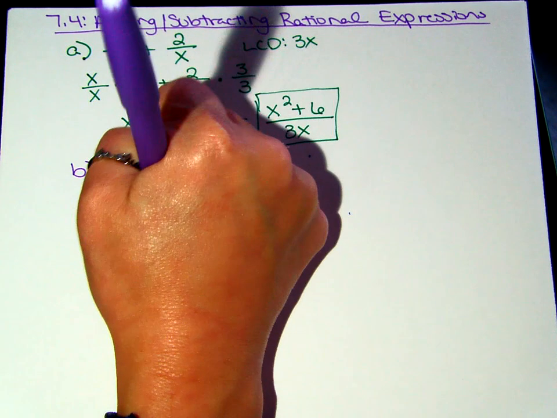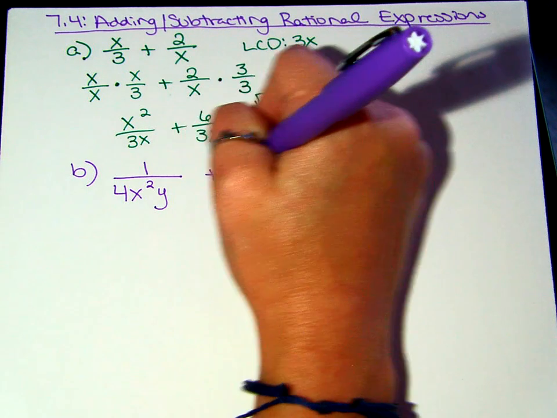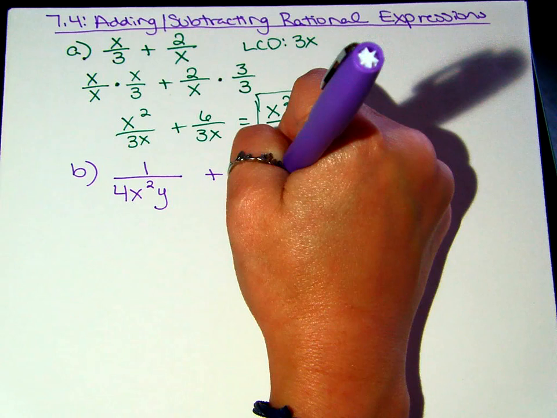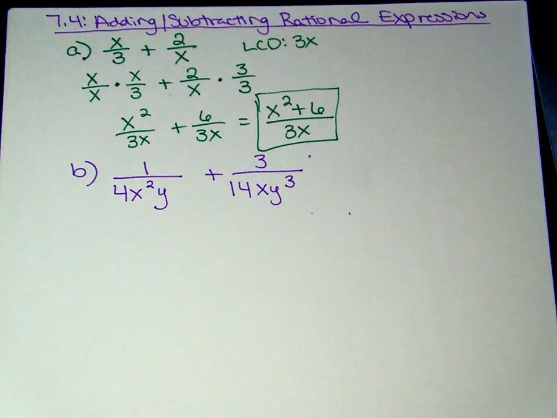(4x squared y) plus 3 over xy to the third. So in our denominators, we still have a monomial, meaning we only have one term. But it's obviously a little bit more complicated because we don't just have a single number or a single variable. We have a number in both of our denominators and 2 different variables at play.